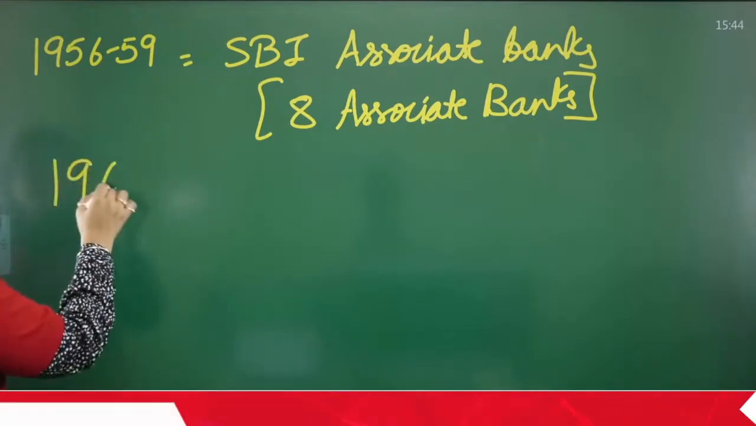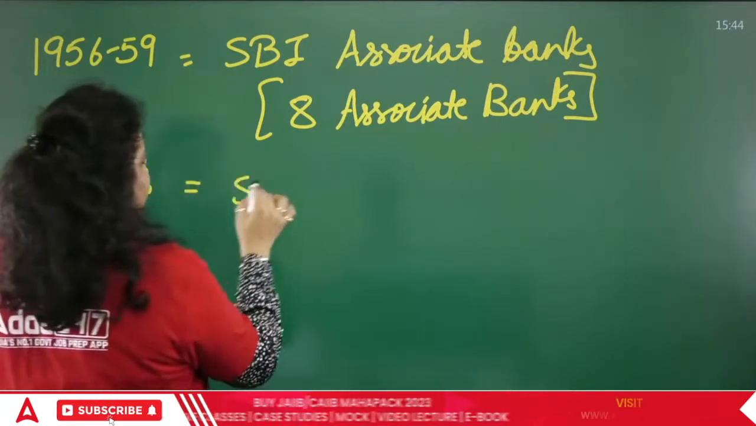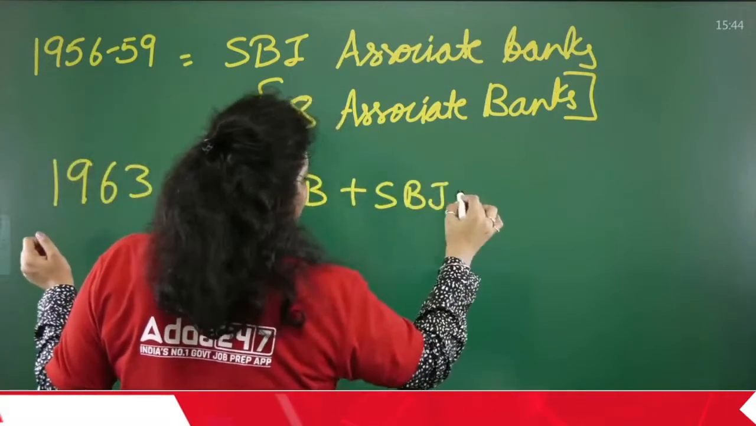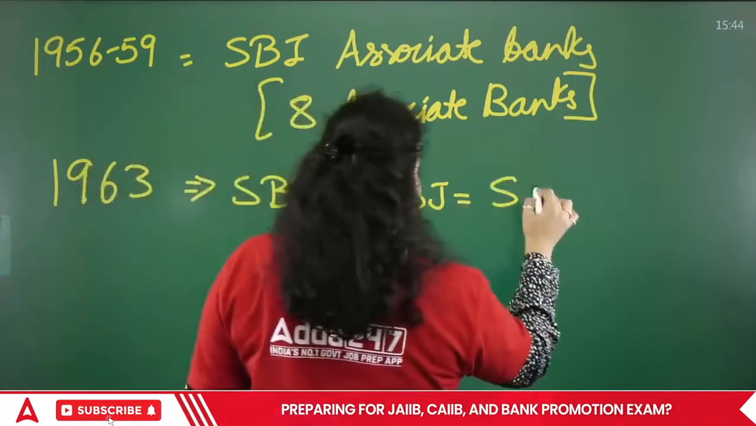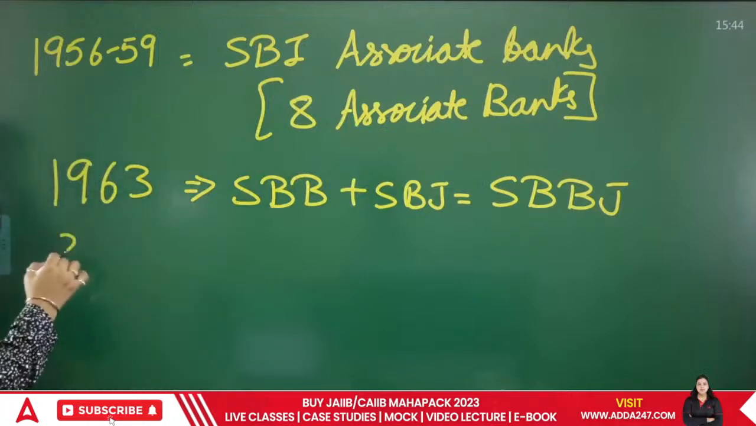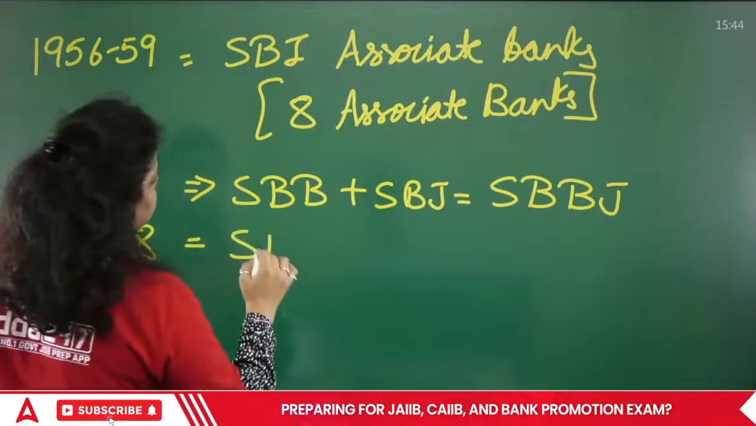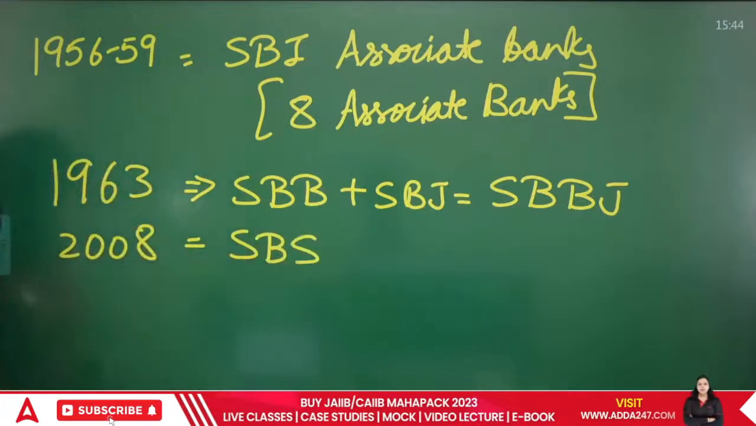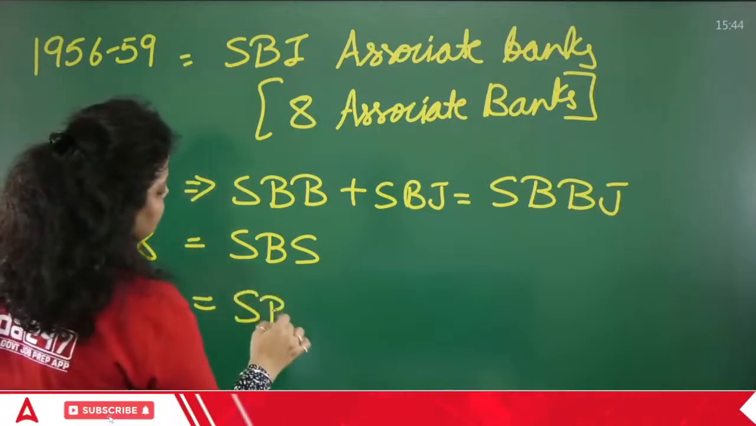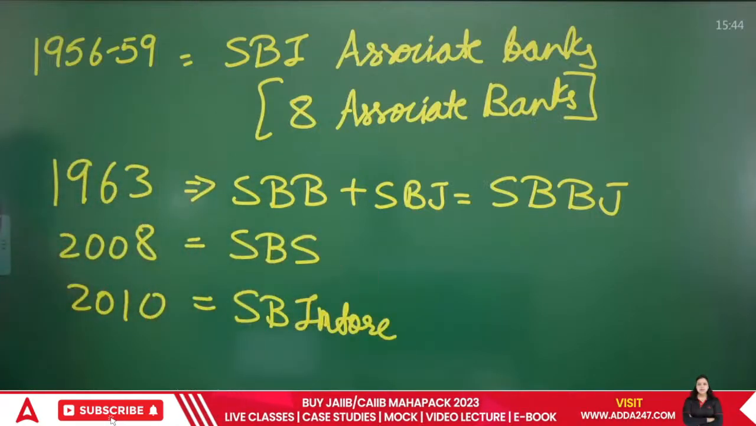In 1963, the first merger of State Bank of India's associate was done. So the State Bank of Bikaner and State Bank of Jaipur both have been merged and named State Bank of Bikaner and Jaipur. First merger. The second merger happened in 2008, in which the State Bank of Saurashtra was merged into State Bank of India. In 2010, the State Bank of Indore was merged into State Bank of India. This is Indore, not India.